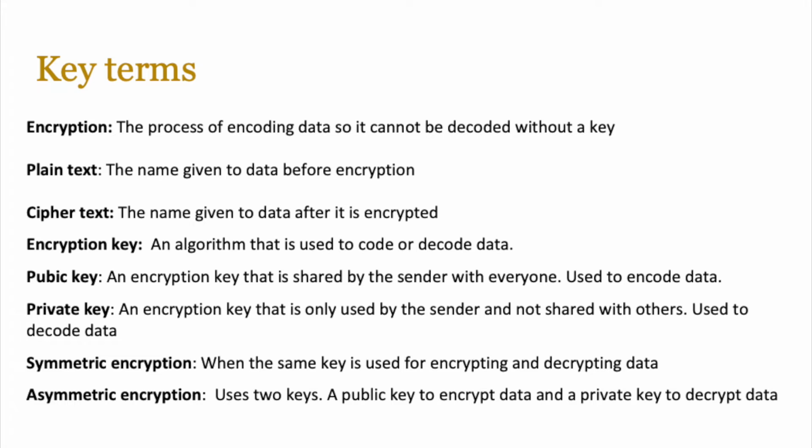Public key is an encryption key that is shared by the sender with everyone, and this is normally used to encrypt or encode data. Private key is an encryption key that is only used by the sender and it's not shared with anybody else, and it's used by the sender to decrypt or decode data. Symmetric encryption is when we use the same key for encrypting and decrypting data, and asymmetric encryption is when we use two keys, a public key to encrypt data and a private key to decrypt data. These key terms are of vital importance, so do pause the video and make sure you jot these down.